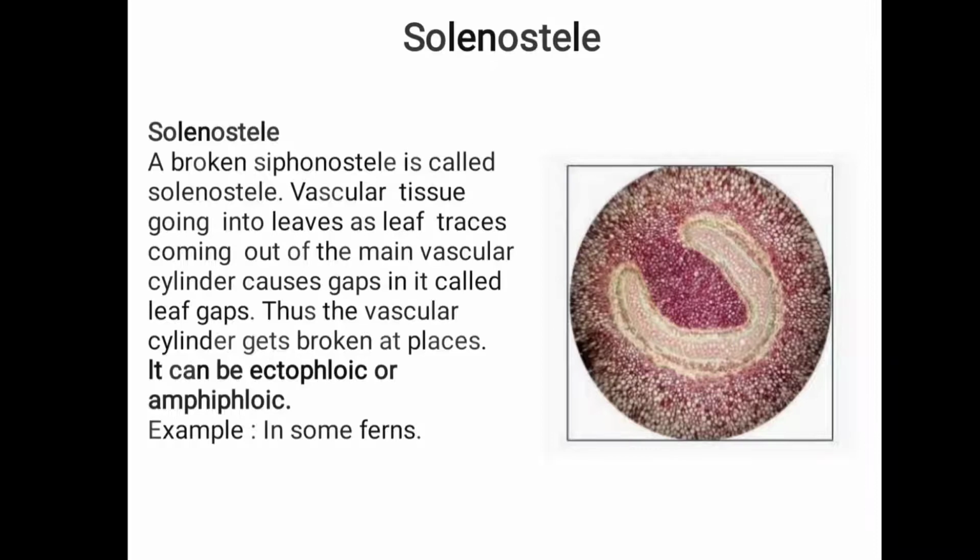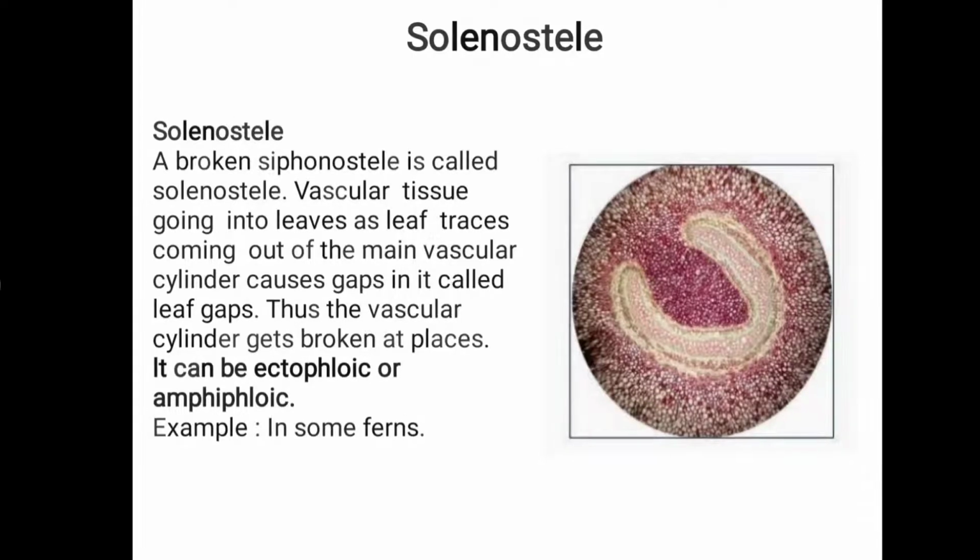How is the broken portion produced? The vascular tissue going into the leaf as well as leaf traces coming out of the main vascular cylinder cause gaps in it, called the leaf gap. The leaf traces, यानी कोई भी फैक्टर है उसके लिए जो लीफ है उसको ट्रेस होता है, और उससे क्या होगा कि वास्कुलर टिश्यू वाला पोर्शन है झाइलम और फ्लोएम का, वो ब्रेक डाउन हो जाता है. So it is known as the leaf gap and also known as this type of stele. It is solenostele. Thus, the vascular cylinder gets broken at this place.